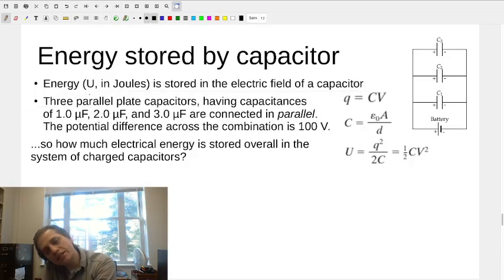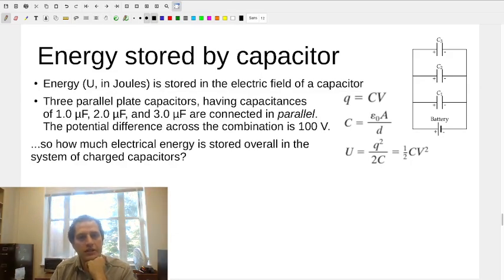On the other hand, let's think about energy stored by a capacitor. Now, this would be the easier problem. You could think about adding up the energy of each one of the capacitors. So the energy stored by a capacitor is 1/2 CV squared. Here we've got three parallel plate capacitors. They're wired in parallel. Potential difference is 100 volts.